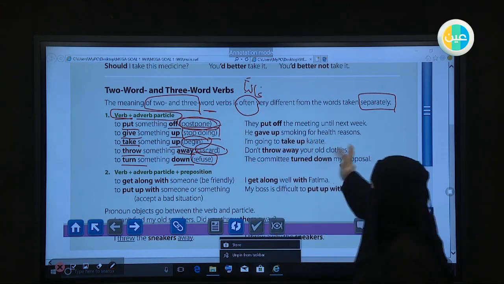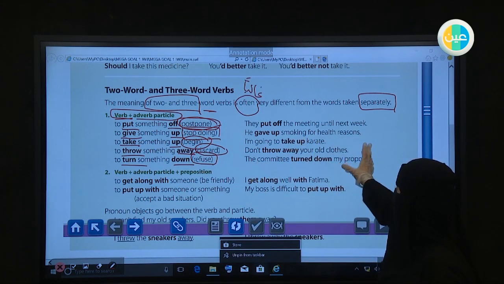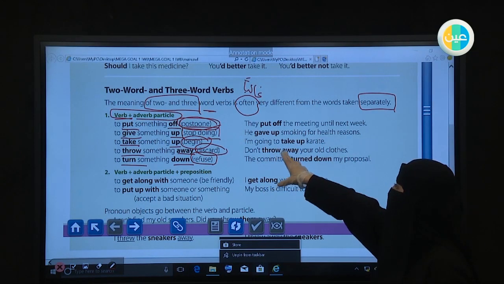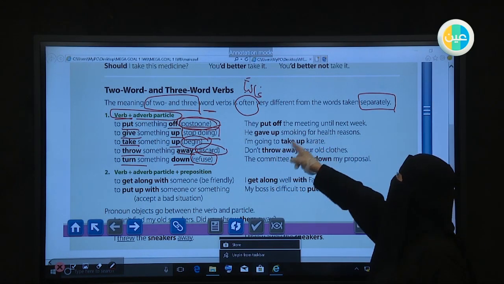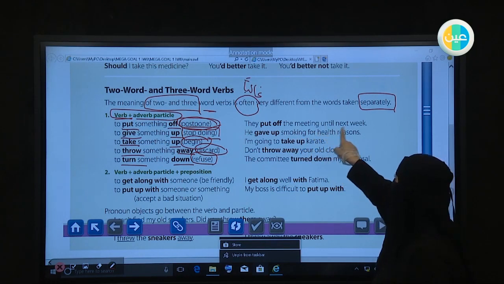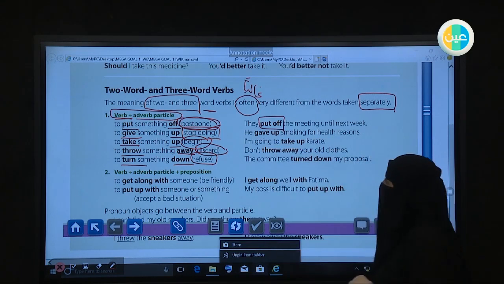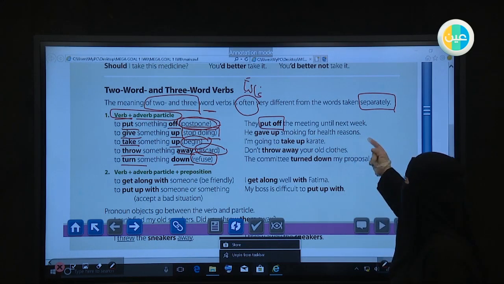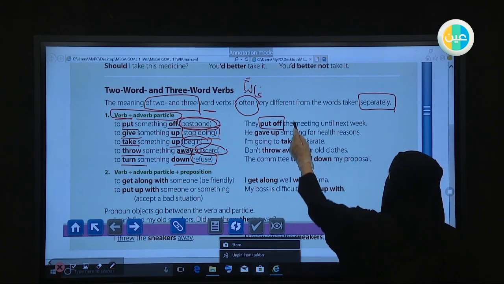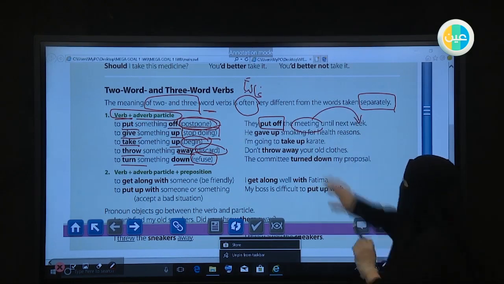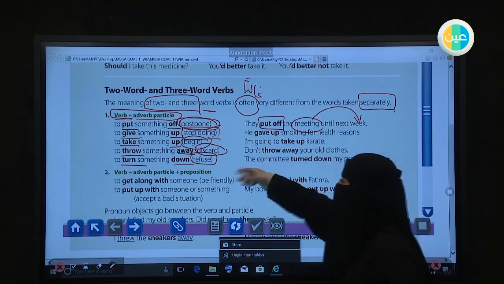They also have some sentences on the right side. Each one has an example. Let's begin with number 1. To put something off means postpone. Let's check that. They put off the meeting until next week. So they put off the meeting until next week. It means they delay the meeting to the next week. They delay. Postpone means تأجيل.